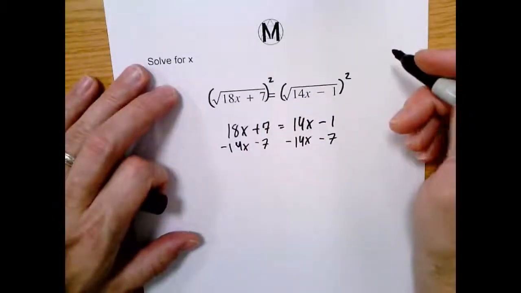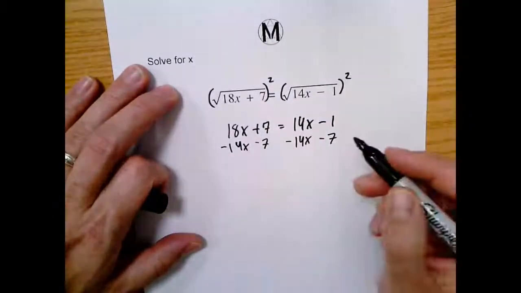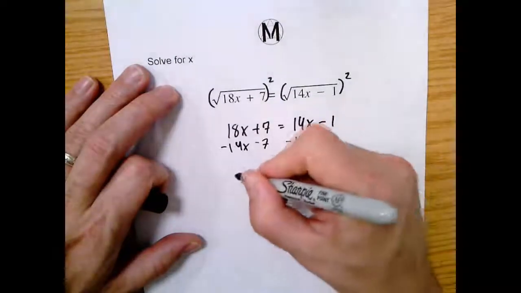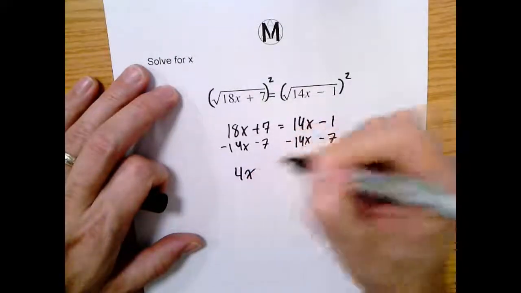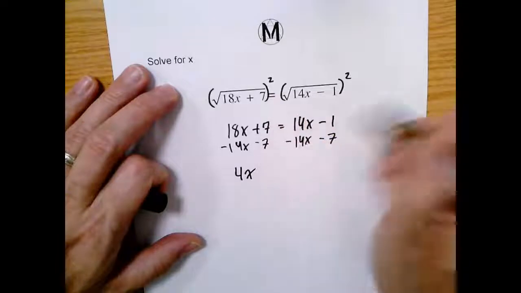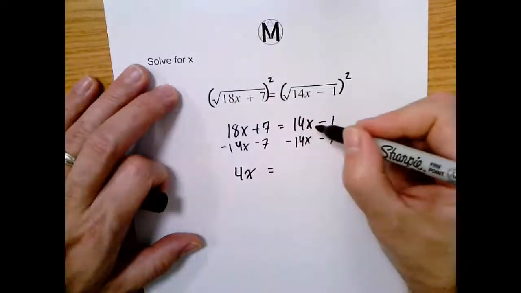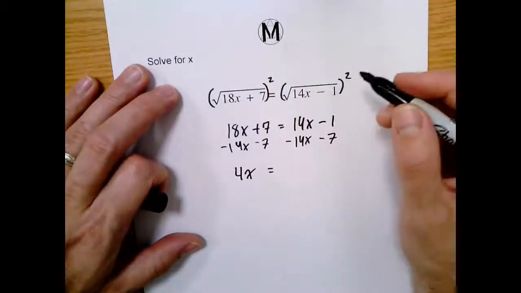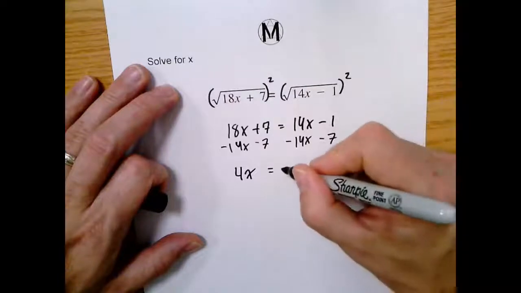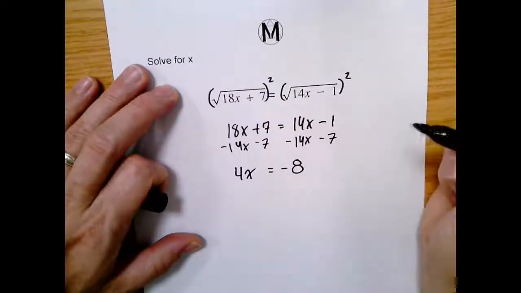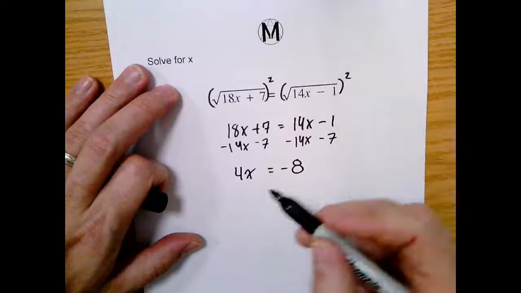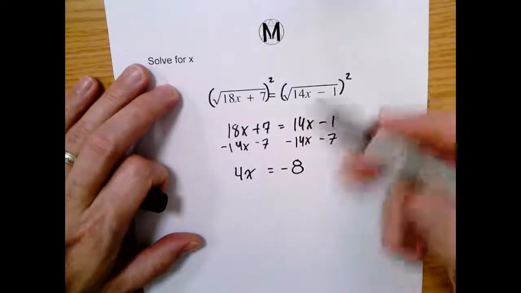Keep them balanced. Okay, now we just move left to right and do some math. 18x minus 14x is just 4x. 7 minus 7 is 0. Goodbye. 14x minus 4x is 0. Goodbye. And negative 1 minus 7 is negative 8. Voila. Now, we just got to keep on doing this idea of opposite operations, right?